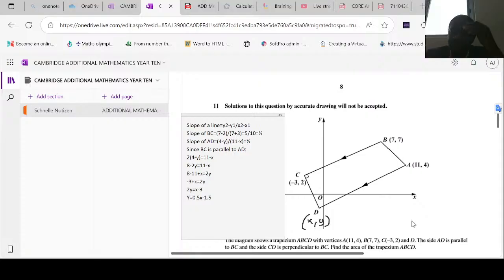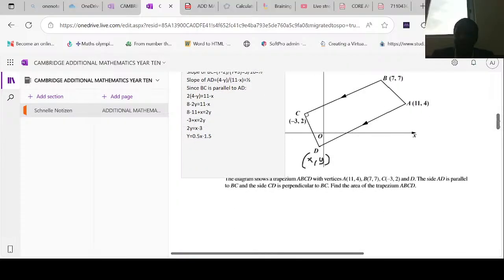Unfortunately, we're not given where it passes, and I think that's what makes it a bit harder. But we're given additional information, which is what we are going to use to solve this question. The additional information says that AD is parallel and the line CD is perpendicular to BC. So we now have to use that condition.